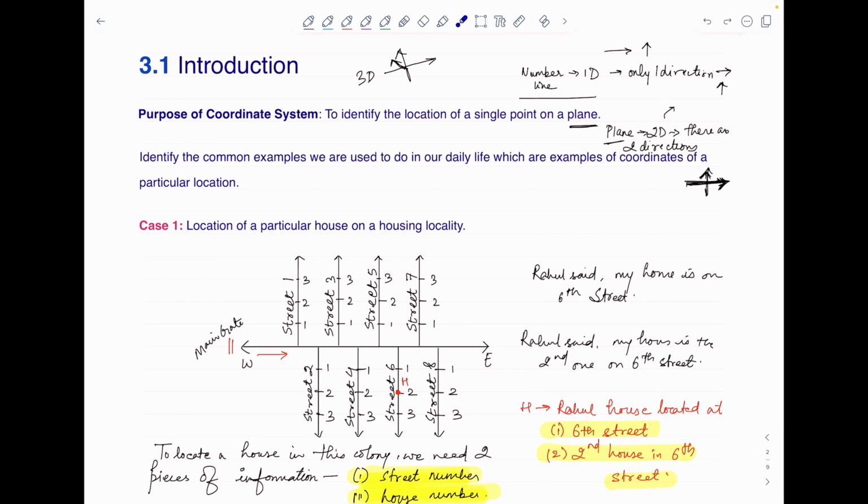Suppose one other student, Mohan, lives in what? 3rd street and 1st house. So where is his house? Mohan's house is 3rd street, 1st house. This is 3rd street, this is 1st house. So these 2 pieces of information, 3 and 1. From here I will enter the gate, go to 3rd street, then the 1st house will be Mohan's house. Got my point? So this is one example.